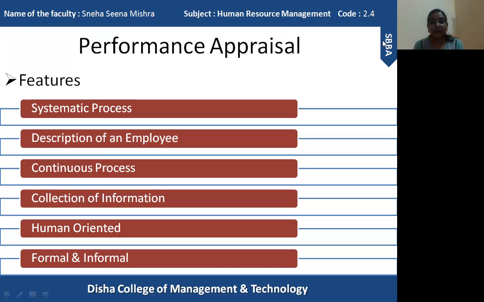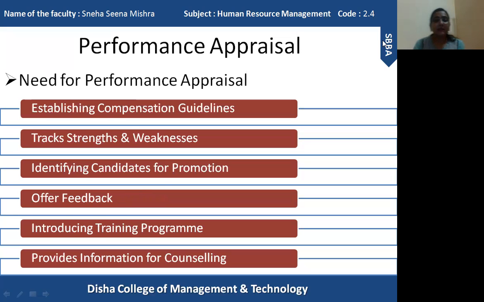So like I said, there are various methods of performance appraisal, so it can either be formal or informal. Okay, so these are the features of performance appraisal. The next topic is the need for performance appraisal, meaning why organizations require performance appraisal.